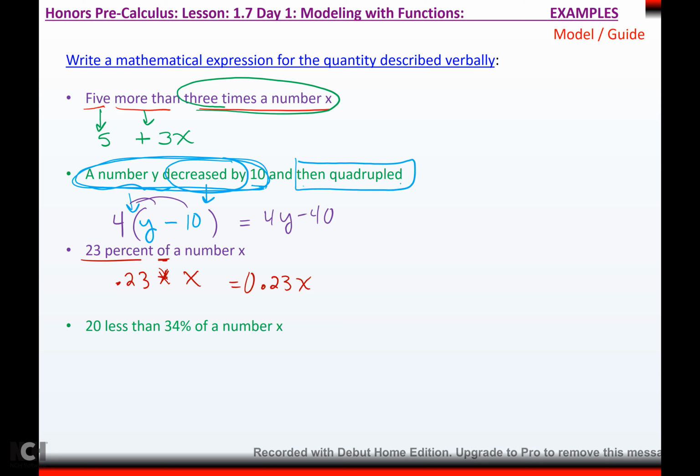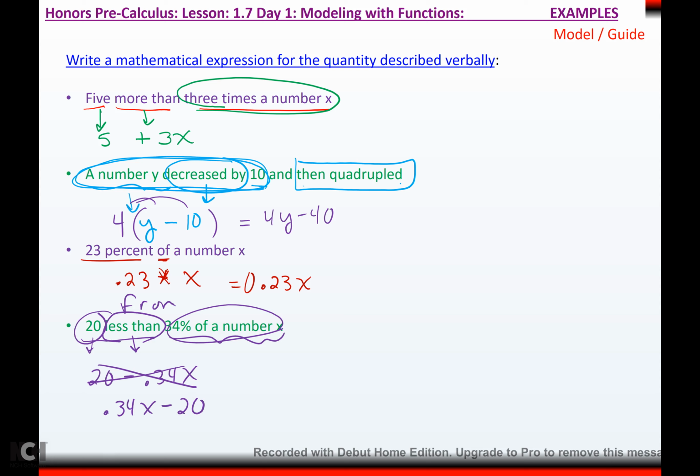All right. Last on this slide, we have 20 less than 34% of a number x. This is a trick. If you write 20 minus 0.34x, you're backwards. Less than does mean subtract, but it means you're subtracting 20 from the 34% times x. So this is backwards. It should be written 0.34x minus 20. Put a 0 in front. Don't leave your decimals naked. Okay, you're too young to see that.